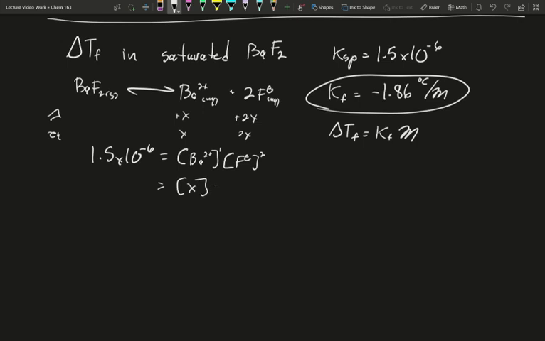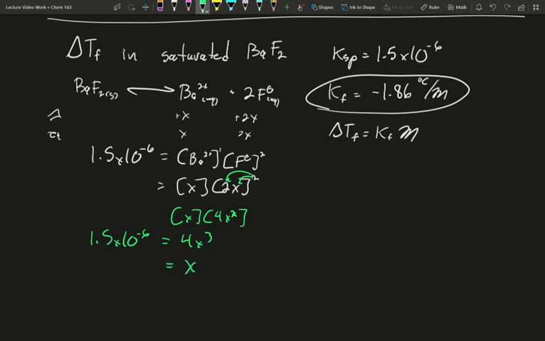Barium's concentration is x, fluoride's is going to be 2x, since we get twice as many fluorides as barium. So whatever they are at equilibrium, I'll have twice as much fluoride as barium, and then that concentration is going to be squared. I'll distribute that square to both parts. What we'll find is that x times 4x squared, which is just 4x cubed, must be 1.5 times 10 to the minus 6. Divide by 4 and then take the cube root.